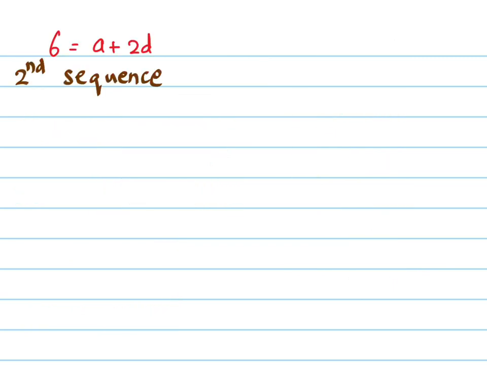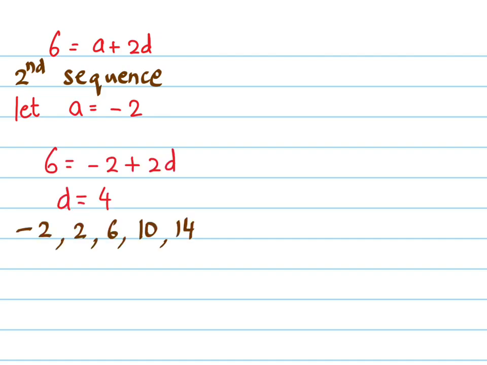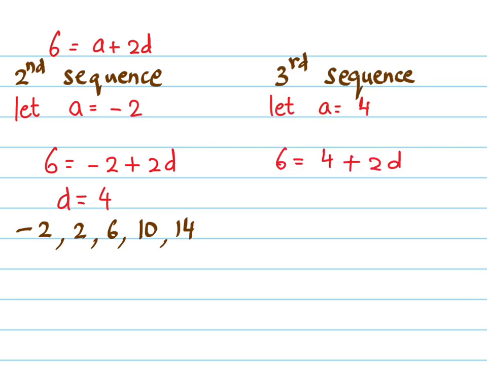Similarly, for the second sequence, I'm going to take a as negative 2 and repeat the process to get d. Then I create the sequence. So first term is minus 2, then minus 2 plus 4, which is the difference, will give me 2. Then 2 plus 4, 6, 6 plus 4, 10, 10 plus 4, 14. Again, I can check whether I get first 5 terms, if I add them up I get 30 or not. And similarly for third sequence, I'm going to take a as 4 and repeat the process. I get the third sequence.